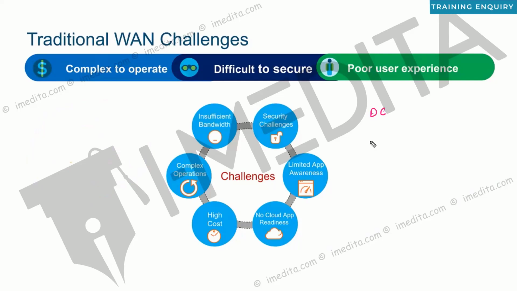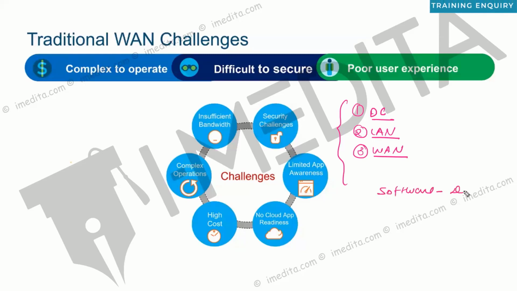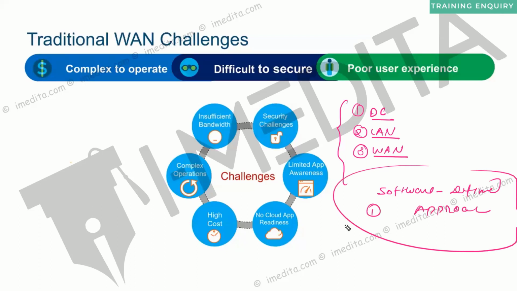So we had the challenges in the DC, we had the challenges in the LAN, we had the challenges in the WAN. So what they actually did to solve these challenges in a data center network, a LAN network and a WAN network, they tried to introduce some software-defined approach. They said that administrators are not going to solve these problems all by themselves. Let's build some software, and that software is going to solve these challenges that we are actually facing.